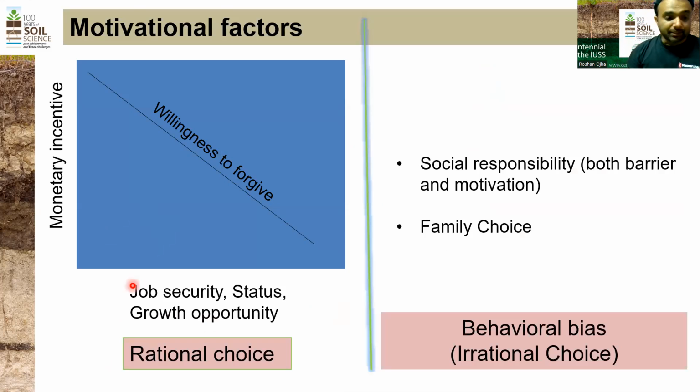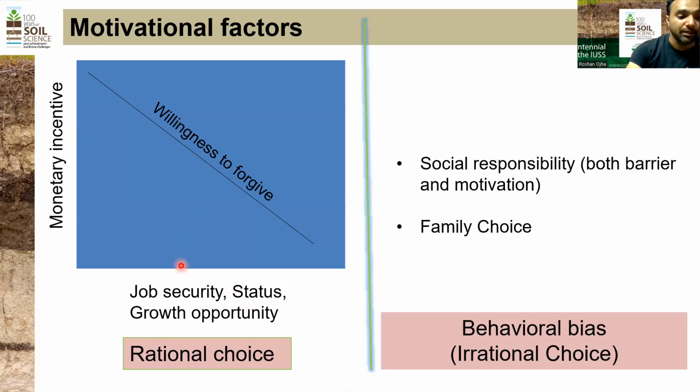Amidst the resource constraint, there are always some rational choices that motivate graduates and agricultural researchers to engage in their work. If you see the left-hand side figure, social status, job security, and growth opportunities are universal motivation factors while choosing the job market. But these are all trade-offs with the monetary incentives.